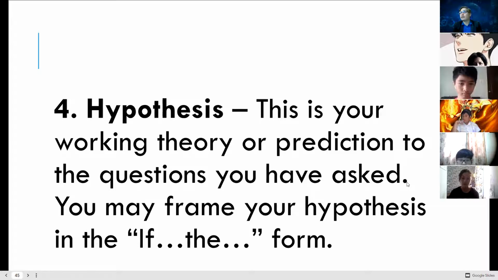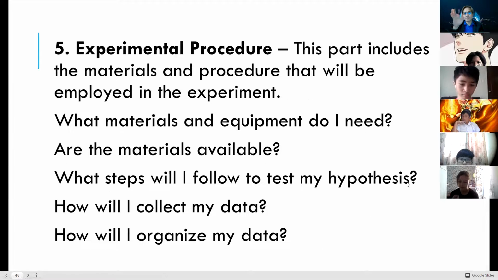If I put, for example, the plant inside the box, then it will eventually die. So it is actually a hypothesis. Hypothetically, you're stating that the plant will die if you put it inside the box. Here comes the experimental procedure. Then you need to make an experiment.